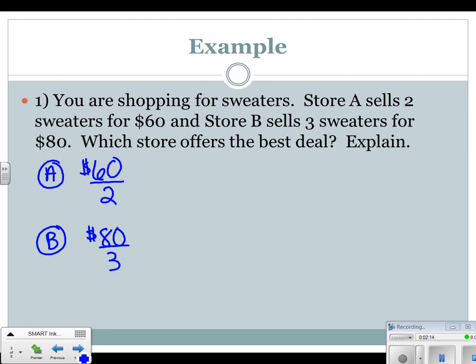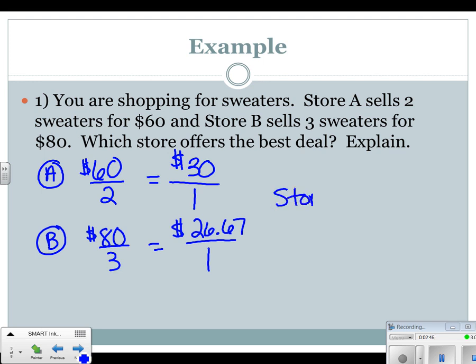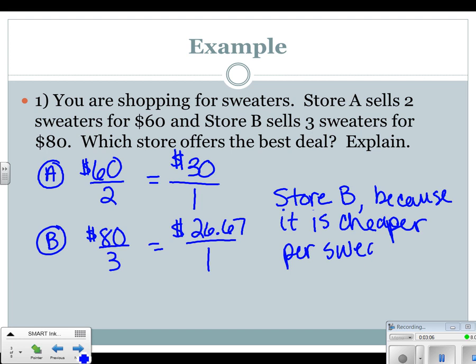One way we can figure out a better buy is figure out how much is just one sweater in both situations. If I do 60 divided by 2, for store A it's $30 per sweater. In store B, if you do 80 divided by 3, you get $26.67 per sweater. So store B is cheaper per sweater. You can see right here, so store B it is.